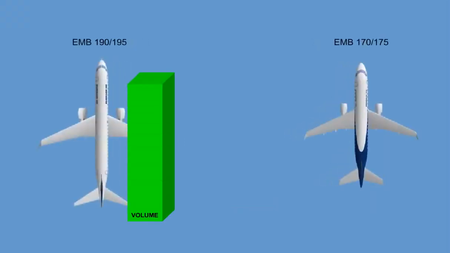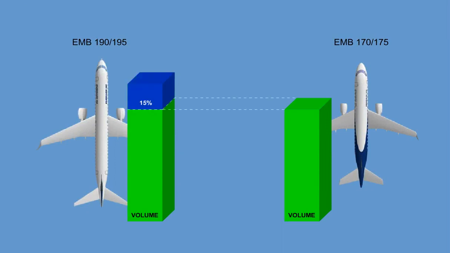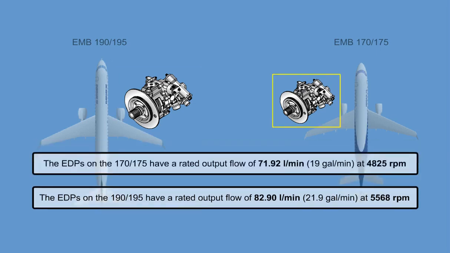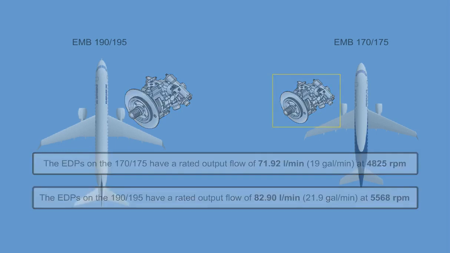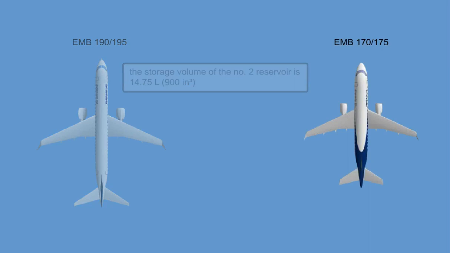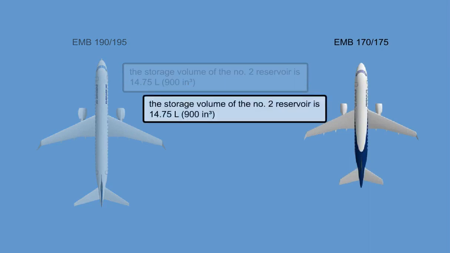The hydraulic system of the EMBRAER E190-195 has a 15% greater volume as compared to the EMBRAER E170-175. Therefore, the EDPs on the 190-195 have a rated output flow of 82.9 liters per minute, 21.9 gallons per minute, at 5,568 RPM, whereas the EDPs on the 170-175 have a rated output flow of 71.92 liters per minute, 19 gallons per minute, at 4,825 RPM. On the 190-195, the storage volume of the number 2 reservoir is 14.75 liters, 900 cubic inches, as compared to the 170-175, where the storage volume of the number 2 hydraulic system reservoir is 12.3 liters, 750 cubic inches.